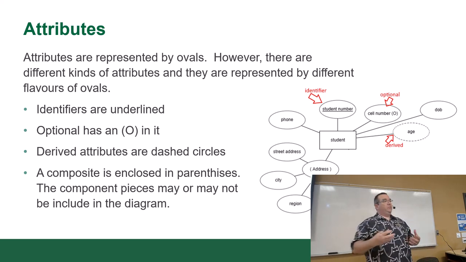Usually when we're doing the conceptual diagramming and we're doing the initial data discovery, we will still include derived attributes at this point because they still have business meaning. It's just later on we'll figure out how to calculate them.